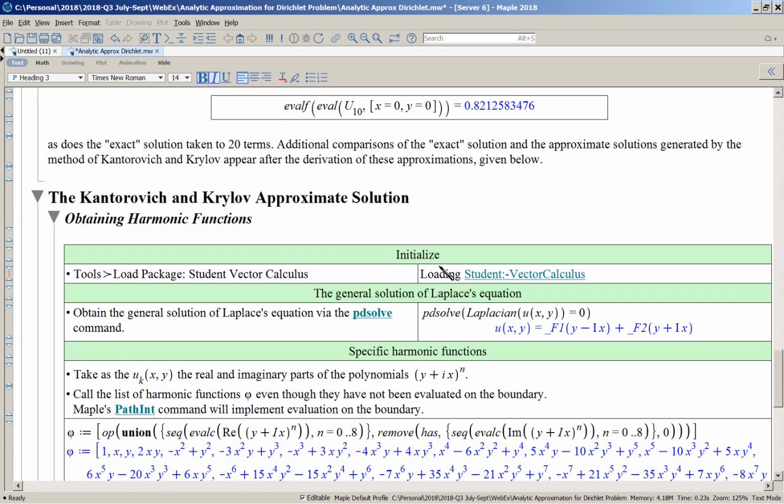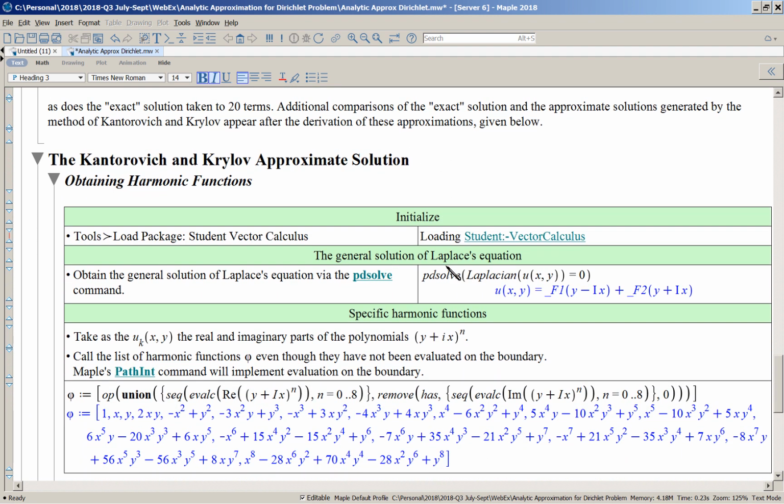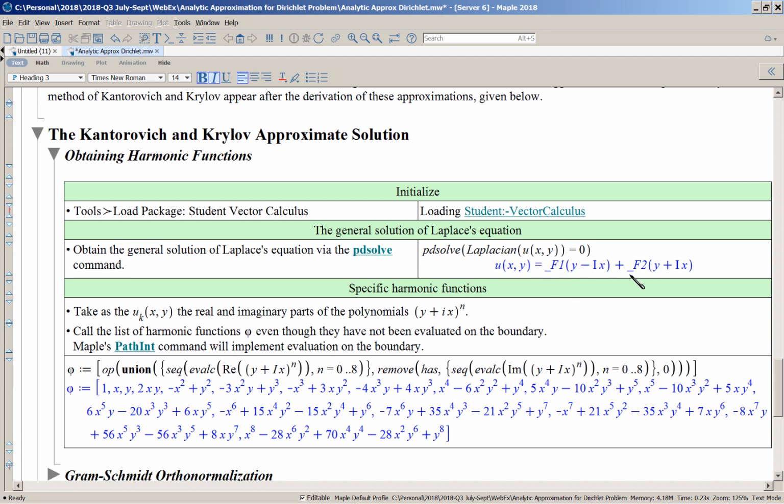I want to obtain that collection of harmonic functions. So working in the student vector calculus package, I apply the pdsolve command to the homogeneous Laplace's equation, and Maple comes back and says, here's a form for a general solution. An arbitrary function of y minus ix and an arbitrary function of y plus ix.